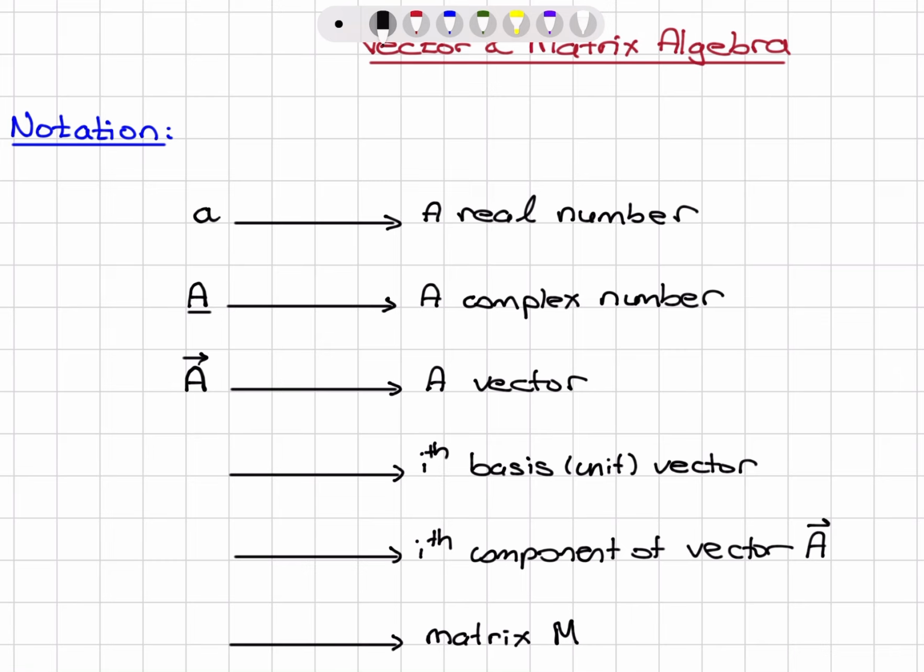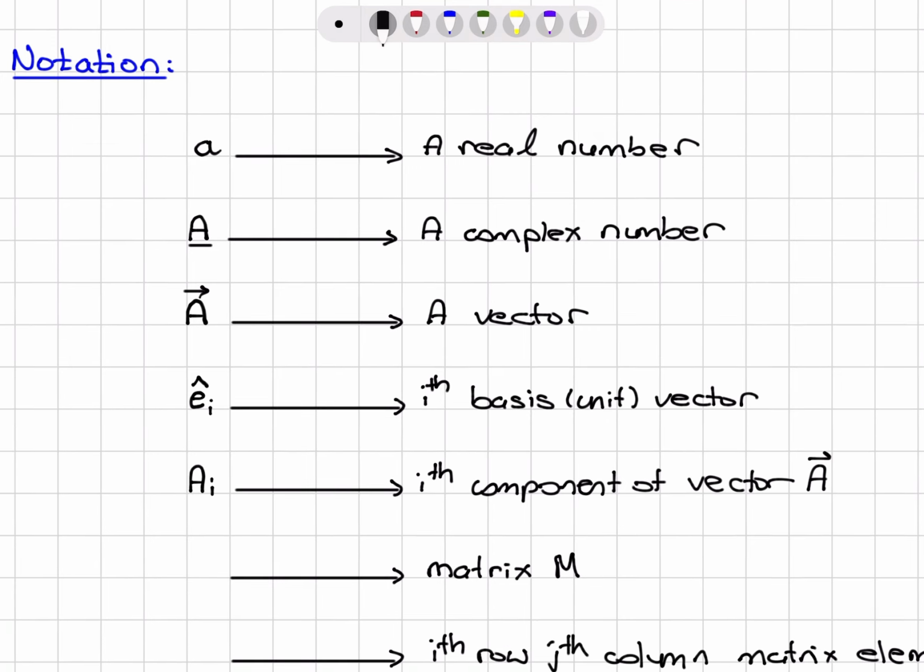Now, if we want to show a unit vector, which is the ith unit vector or ith basis vector, we're going to show it with e sub i, and we will put a hat on top to show that it's a unit vector. Now the ith component of a vector A, we're going to show with a sub i, and for a matrix M, we're going to use these square brackets.